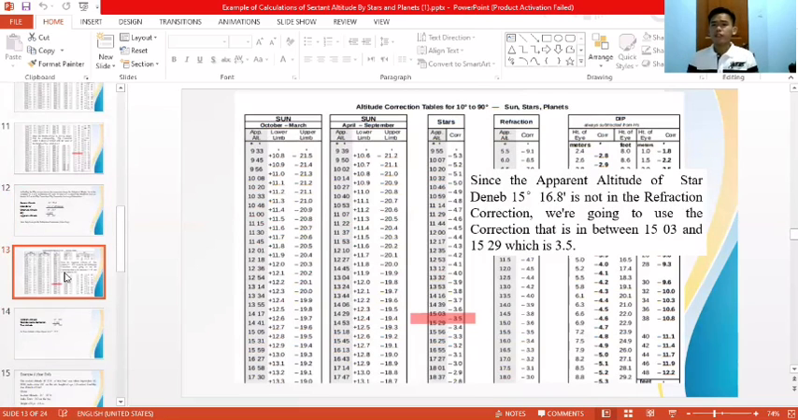Since the apparent altitude of a star, 15 degrees 16.8, is not exactly in the refraction table, we're going to use the correction that is in between 15.03 and 15.29, which is 3.5. It is visible here with a red highlighter. We can see it highlighted in red. So in between is 3.5.